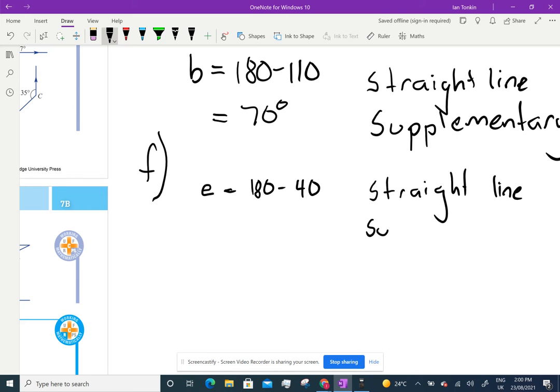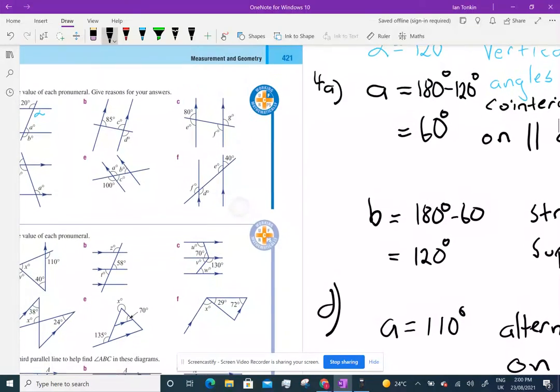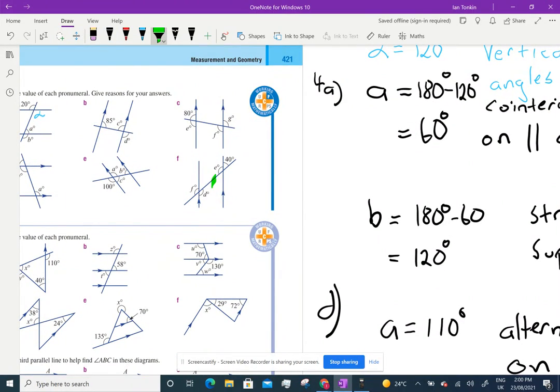You're going to get sick of writing some of these things, but the more you do it, the better you will get and the more you'll remember. So E equals 140. Let's just double check. You can see the straight line here, and E and 40 must add up to 180. No worries. Now, D.